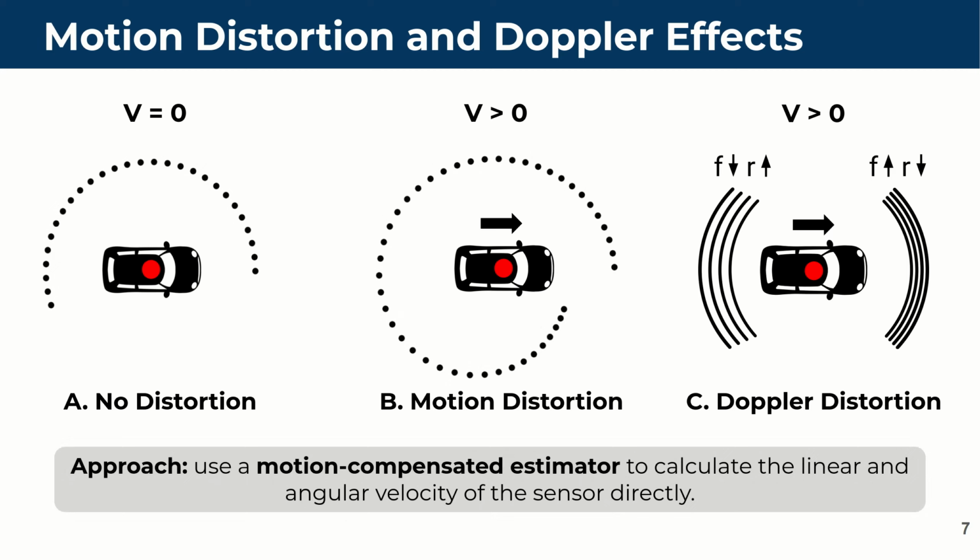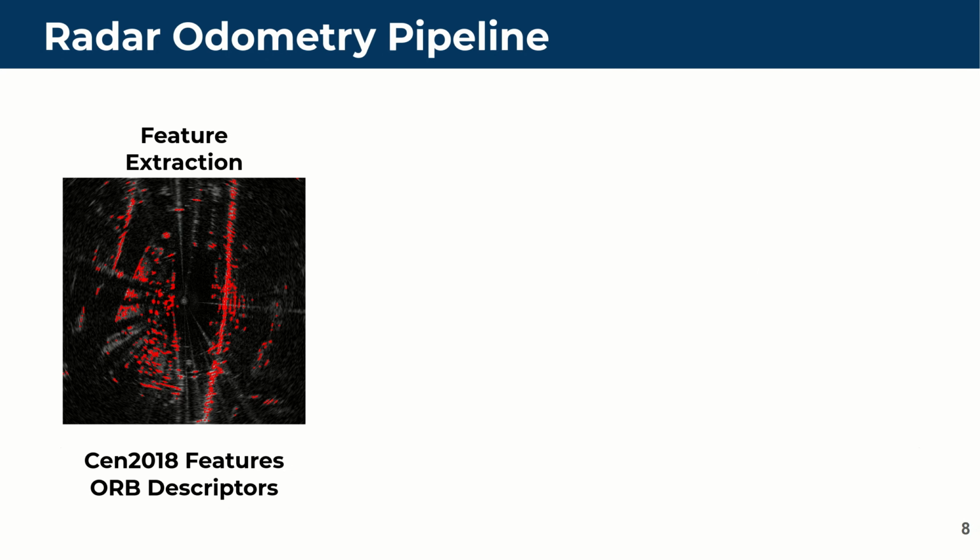Our approach is to use a motion compensated estimator to calculate the linear and angular velocity of the sensor directly. We can then use this estimate to compensate for both distortion effects. Our pipeline follows closely from Sen and Newman's 2018 work. We first extract features using the same detector as theirs.